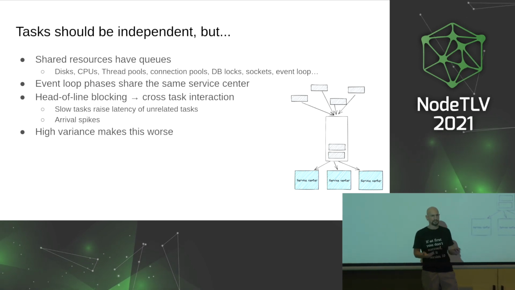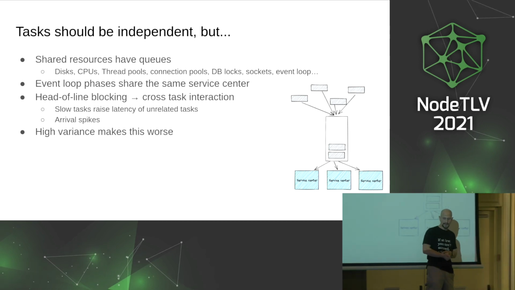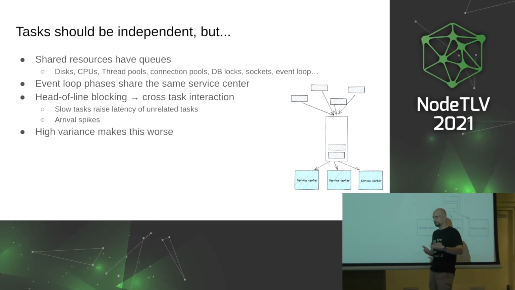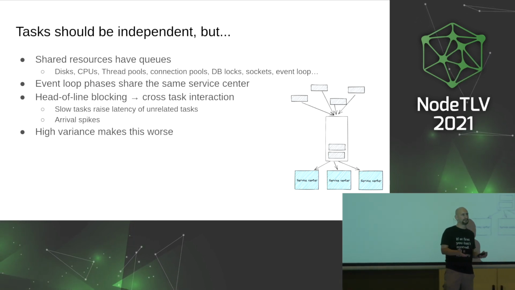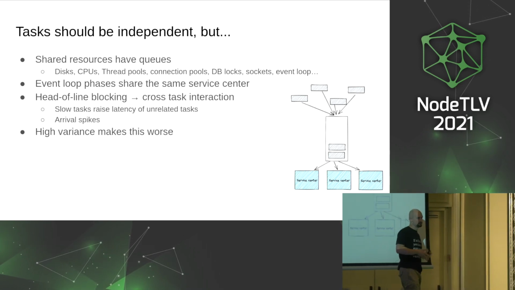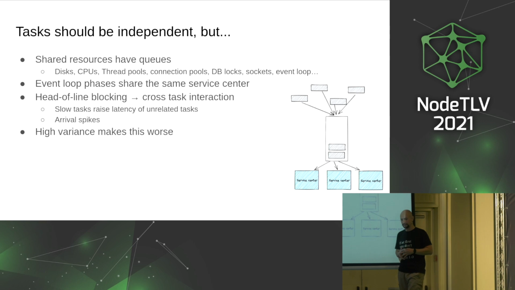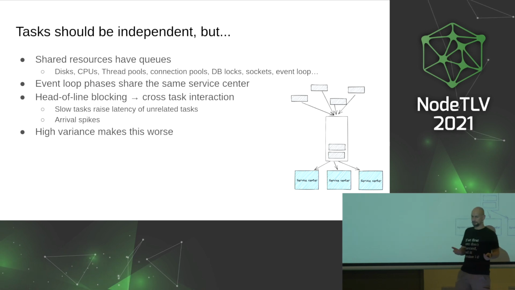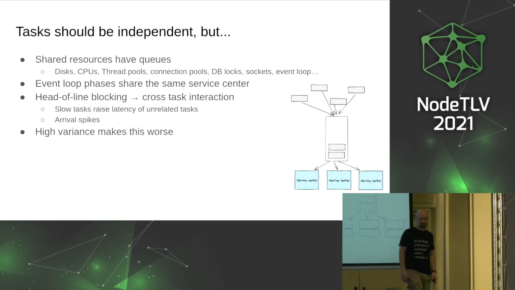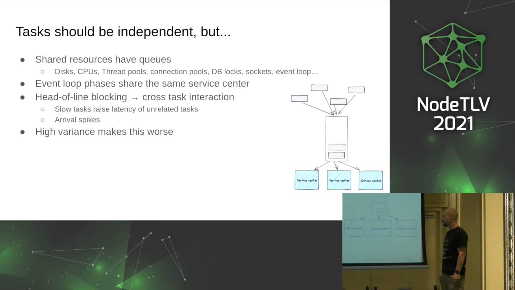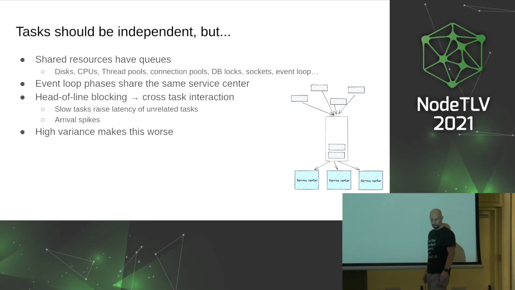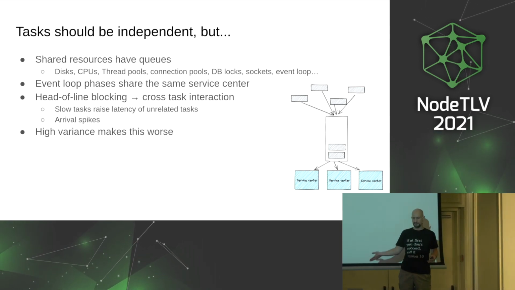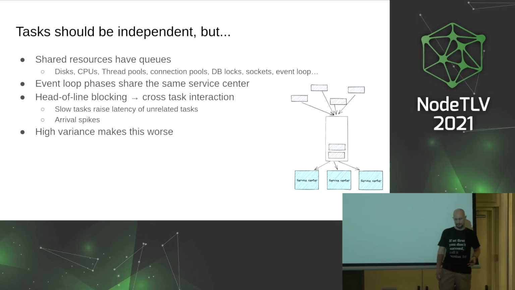Okay, so we have a lot of shared queues in the system. We have disks, we have CPUs, we have thread pools. Yes, Node has a shared thread pool as well. We have connection pools, database locks, sockets, and of course, the event loop, which is shared for everything in Node.js. We have different phases on the event loop, which have different queues, but they all share the same event loop. So it's a shared resource, and it's going to impact even between different phases of Node.js. And of course, head-of-line blocking, as I explained, means that there's going to be cross-task interaction, which makes everything much, much worse.